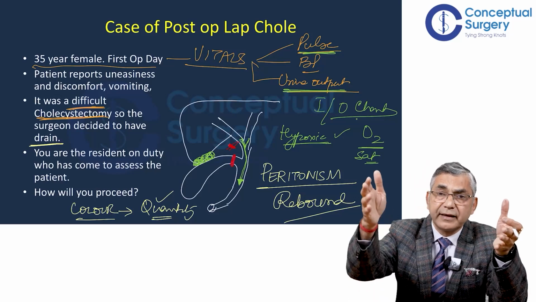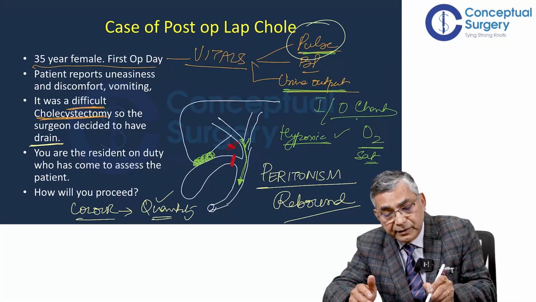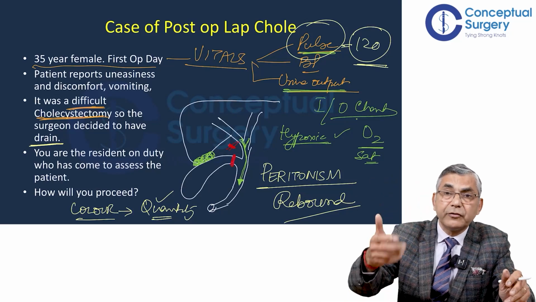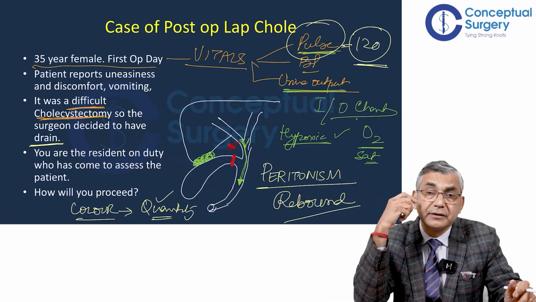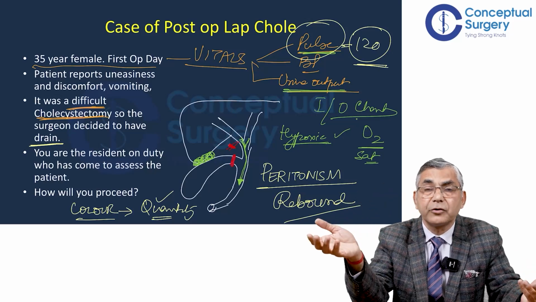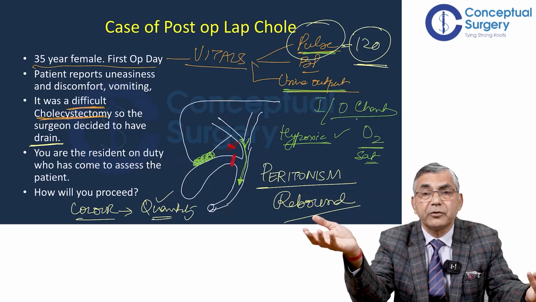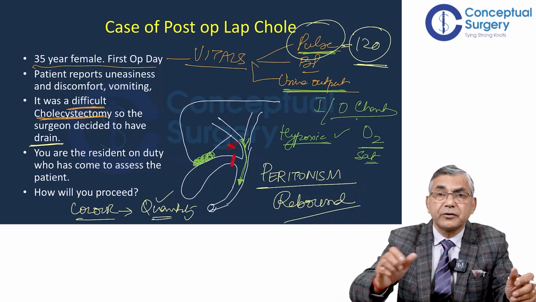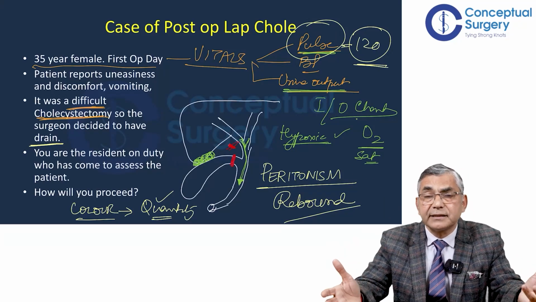And obviously this is happening because you have noticed that the pulse is, let us say, 120. So you are looking for causes. Either it is because of some pain, which is out of proportion. You should not get pain in lap cholecystectomy that causes 120 tachycardia. So you have to look for some other cause. One is bleeding, the other is some bile collection.